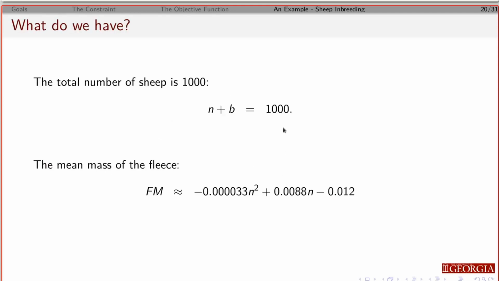Okay, so let's go back. What do we have? We have our constraint. We have the mass of the fleece mass. Now, there's a problem here, right? I've got n, I've got b, and I've got this, and I've got two equations. How do I make sense out of three variables when I've got two equations?